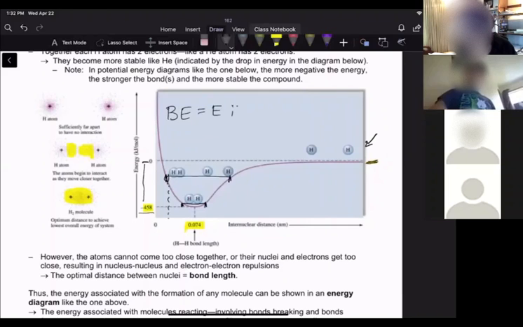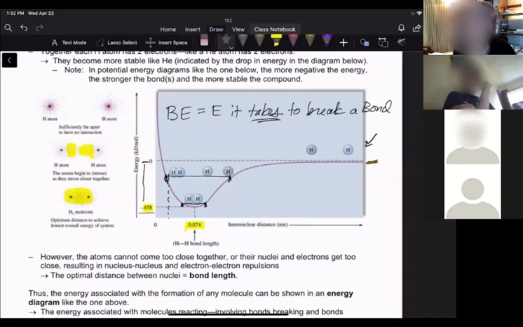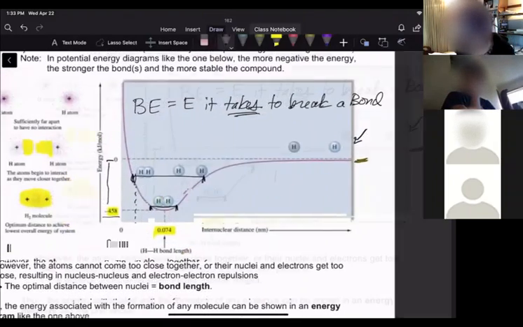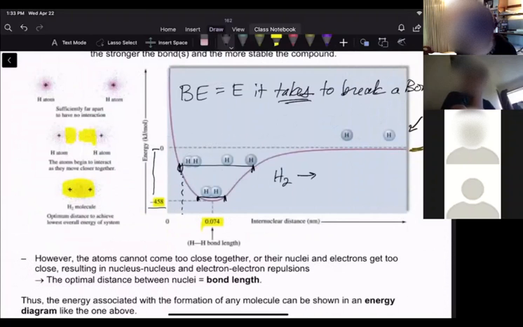The energy it takes to break a bond. So bond energies are tabulated as positive values. The molecule is always more stable than the individual atoms. To go from H2 to 2H, that's going to take energy. That'll be the bond energy. So this is endothermic as written that way.